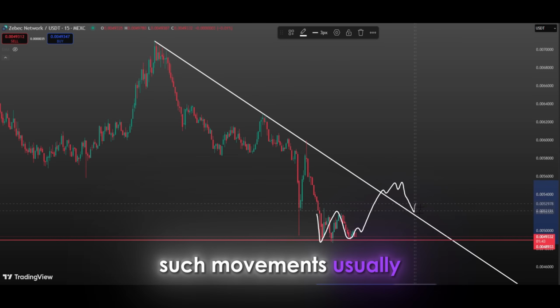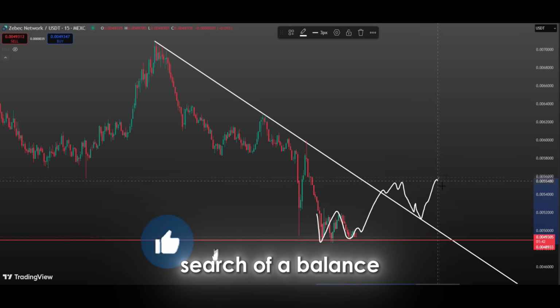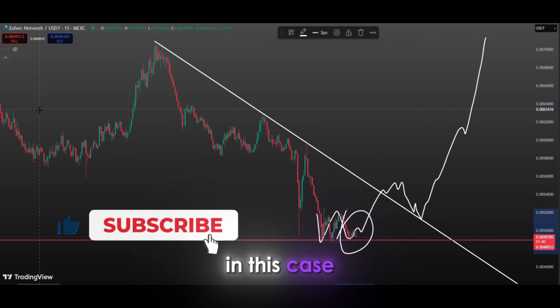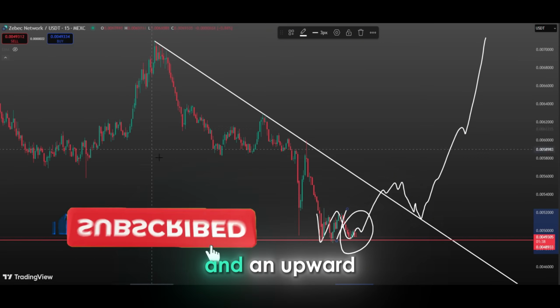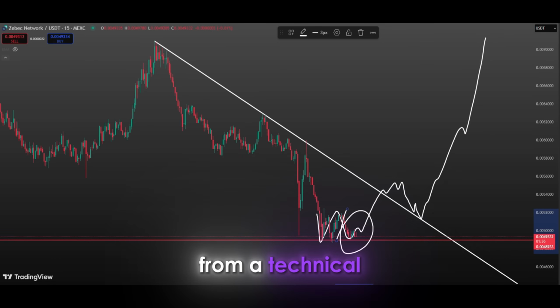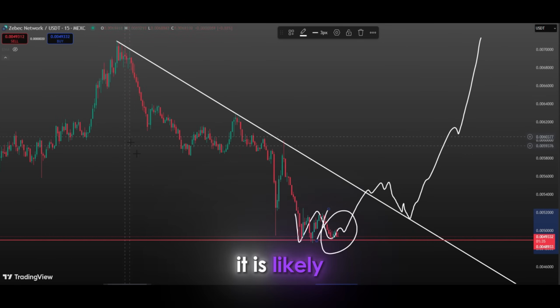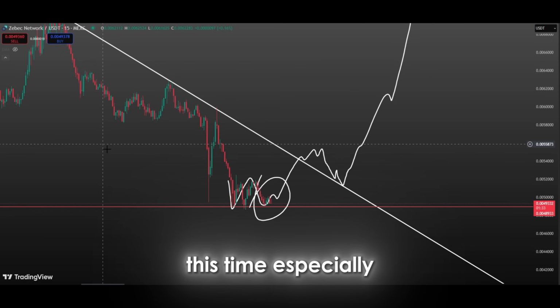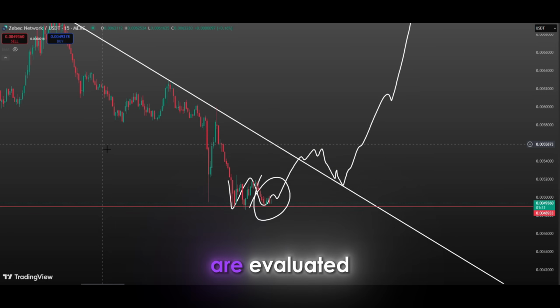Such movements usually indicate that the market is in search of a balance and is in the process of deciding on a direction. In this case, staying above the support level and an upward reaction from this point would be an extremely positive scenario from a technical point of view. It is likely that the same level will provide a basis to move the price up this time, especially when the buying reactions from this area in the past are evaluated.